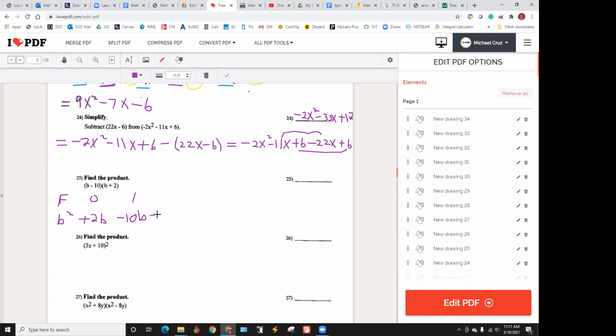And as always, with these binomials, you'll have the two middle terms that combine. So that's going to be b squared, and then it's minus 8b, negative 20.